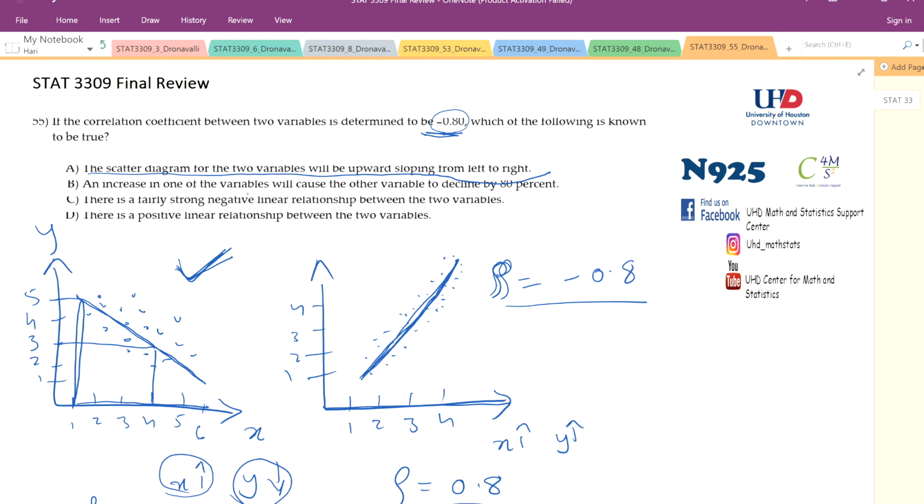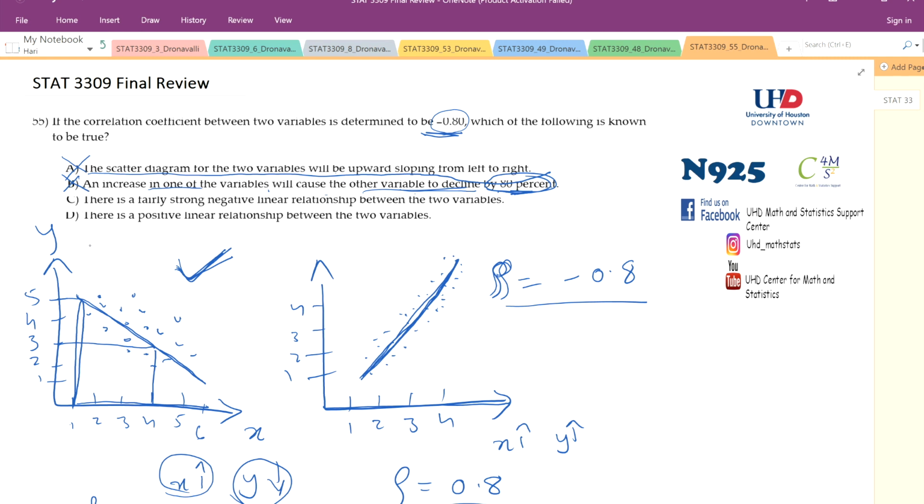Second option, an increase in one of the variables will cause the other variable to decrease by 80%. We really don't know if the other variable is decreasing by 80%. We just know as one variable increases, the other variable will decline. So option D is also wrong.